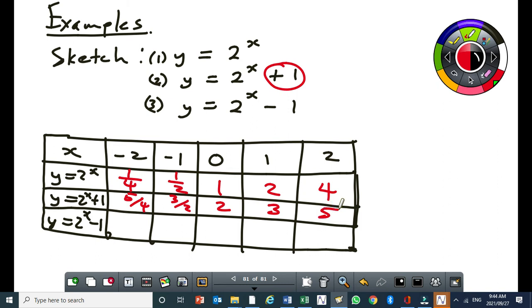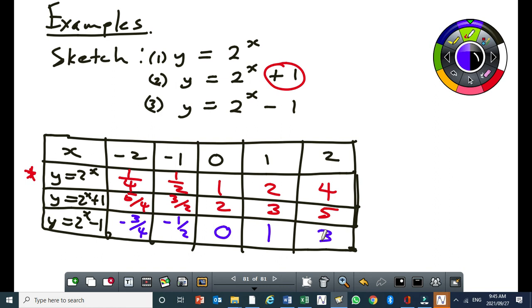Then, for me to get the y values for y equal to 2 to the power of x minus 1, all I'm doing is I'm subtracting 1 from the y values of that row. Okay? Are you following? So, a quarter minus 1 will give me minus 3 over 4. A half minus 1 will give me minus a half. Then 1 minus 1 will give me 0. And then 2 minus 1 will give me 1. 4 minus 1 will give me 2.